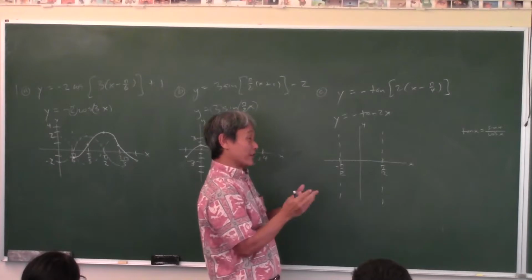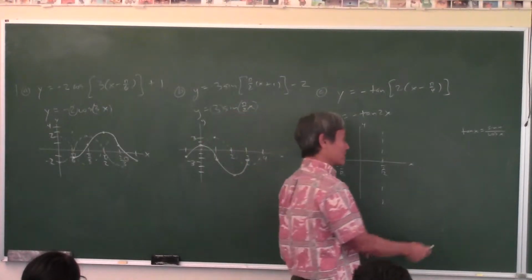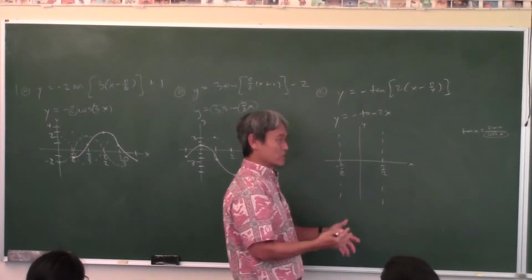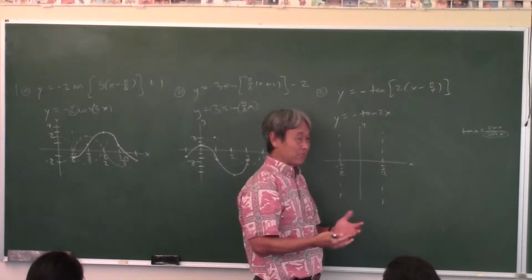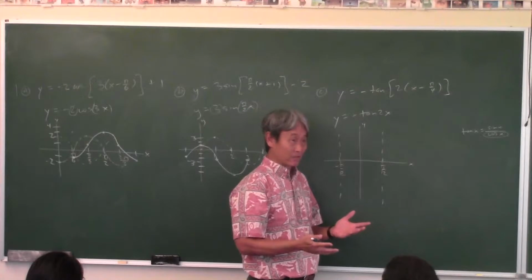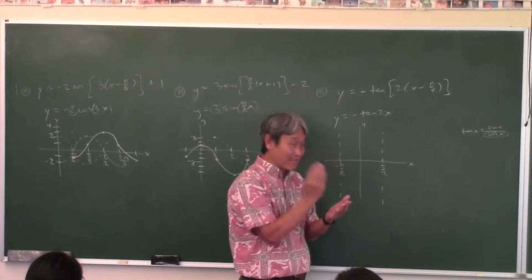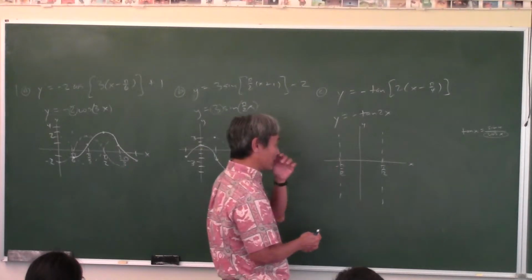Yes. And then how do you figure out where you have vertical asymptotes? When the denominator is 0. So when is cosine equal to 0? Pi over 2, right? Isn't cosine of pi over 2 0? So that's why the asymptote is there. See, if you can just remember one asymptote, then you can probably get the whole graph.